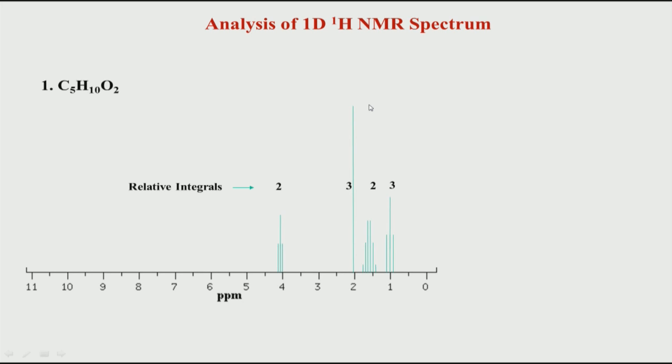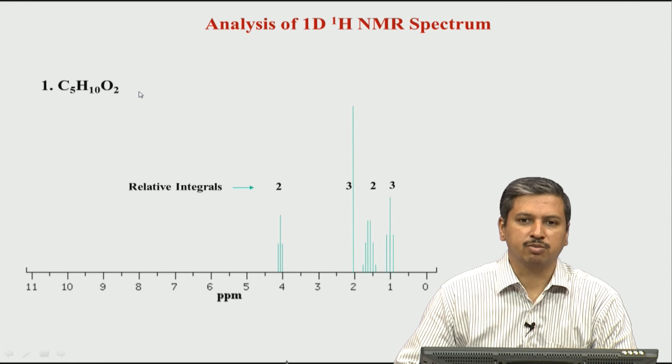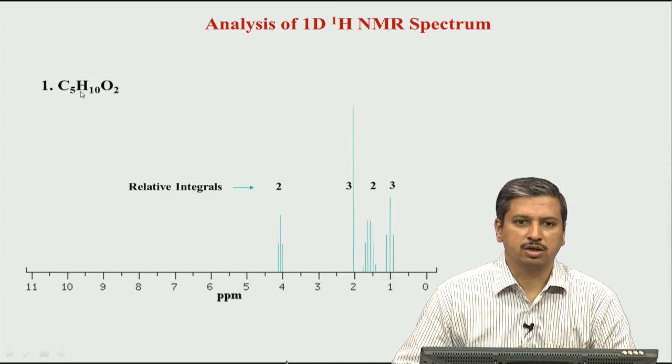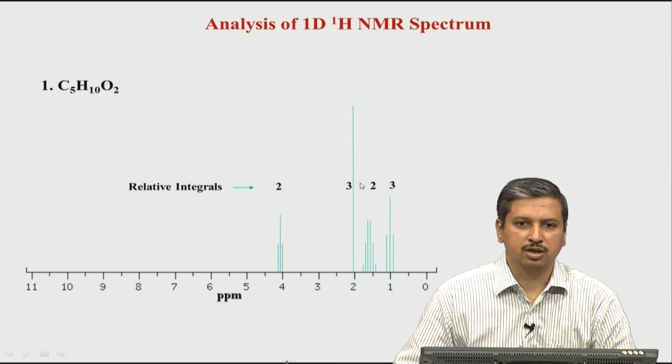This is the spectrum given to us. In this case this is the formula of the molecule, which has been obtained by some other means, it could be through elemental analysis and so on. Now we want to figure out what structure will be compatible with this formula as well as with the spectrum.